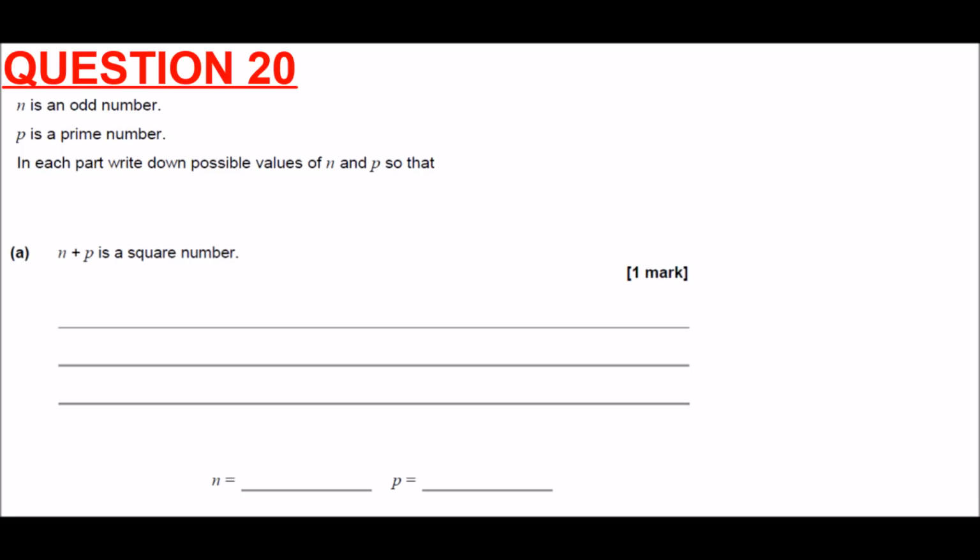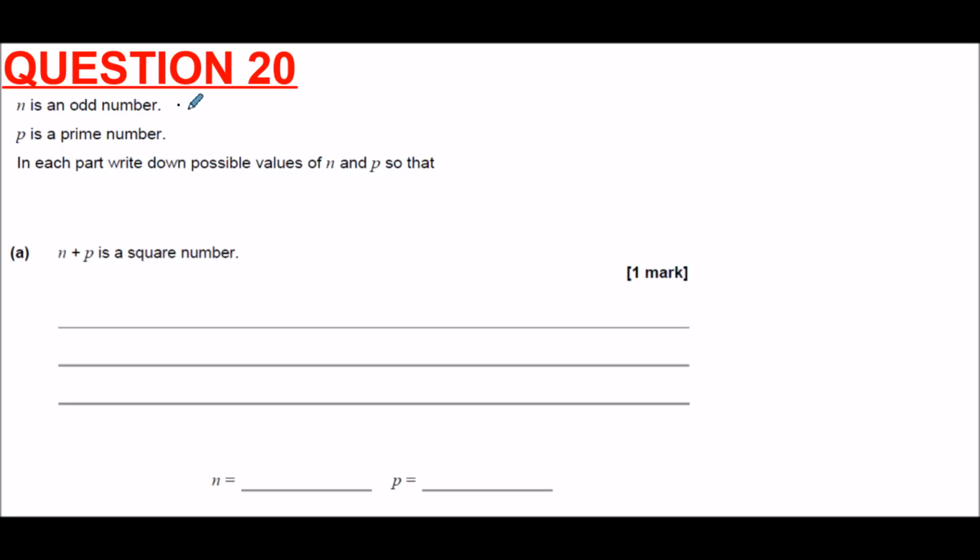Question 20. N is an odd number and P is a prime number. So we've got different parts to this question. For part A, we need to show different values of N and P so that N plus P is a square number. So there's going to be multiple different options for this.